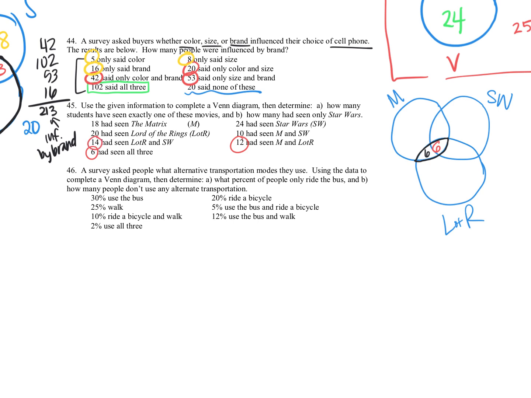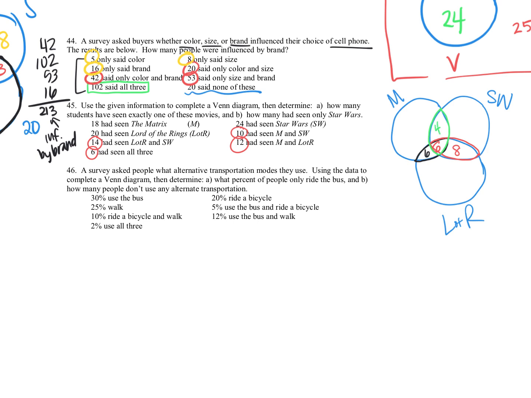Now there's 14 people that have seen Lord of the Rings and Star Wars. So I'm looking at that intersection, and it's 14. So 14 take 6 away will make 8. Or you could think 8 plus 6 totals 14, which is what it said. Then we have 10 people that have seen Matrix and Star Wars. So looking at that, Matrix and Star Wars would be this whole group here. And it says 10 people. So 6 plus 4 makes 10.